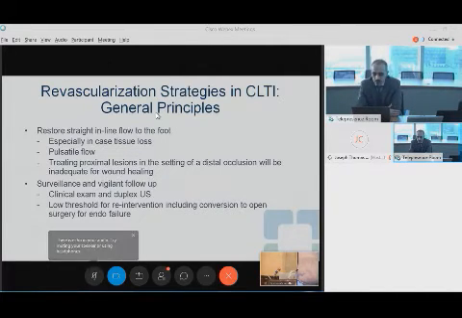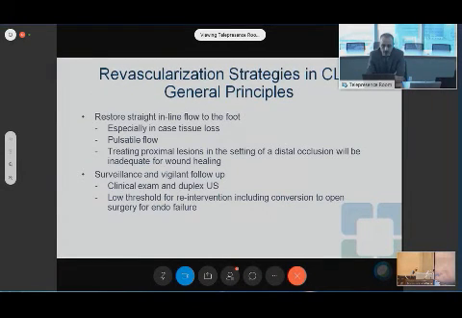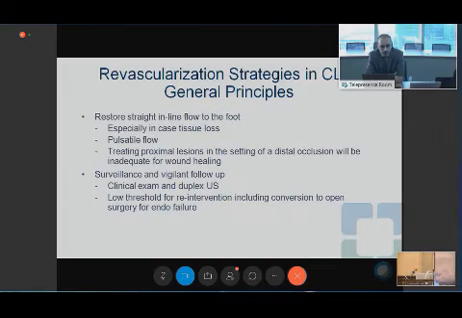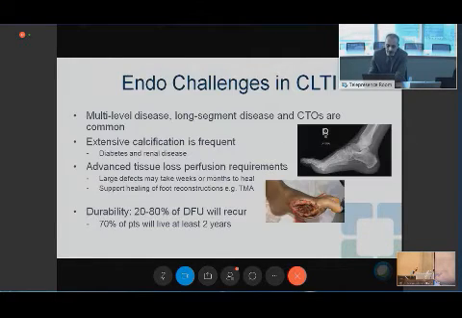As you heard so far through the other talks as well, the revascularization strategy for CLTI is to restore inline flow to the foot, especially in the case of tissue loss. We need pulsatile flow inline all the way to the lesion, because treating the proximal lesions in the setting of a distal occlusion will not be adequate for wound healing. After that, we have to have surveillance and vigilant follow-up, which we already talked about, through clinical examination and duplex. And we should always have a low threshold for re-intervention, including conversion to open surgery for endo failure.